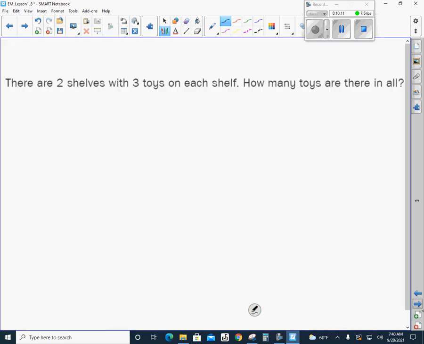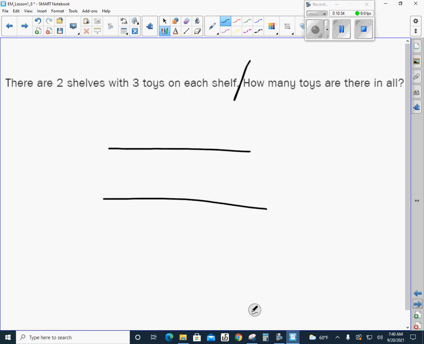Now for this, I need you to have just a scrap piece of paper or a whiteboard if you have it at home. And remember, pause the video if you need to get something. Okay, I'm going to read this problem. I want you to draw exactly what I'm saying. There are 2 shelves with 3 toys on each shelf. I'm going to just stop right there and let you draw that.